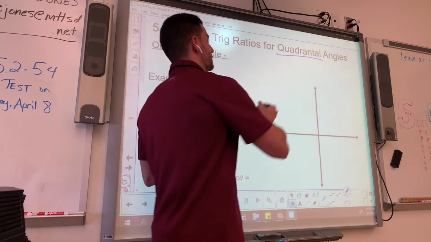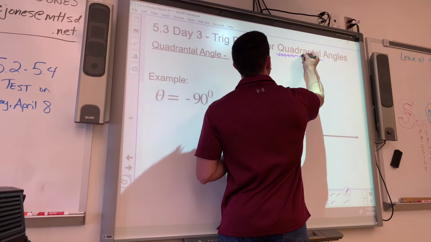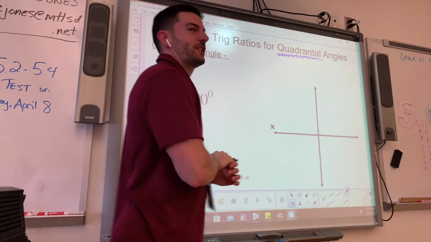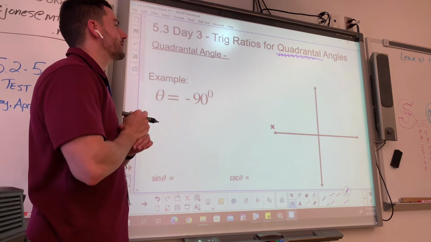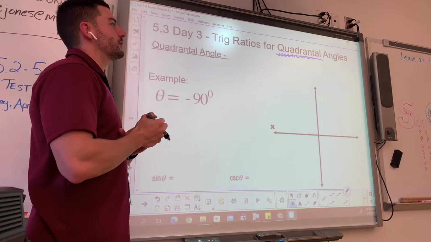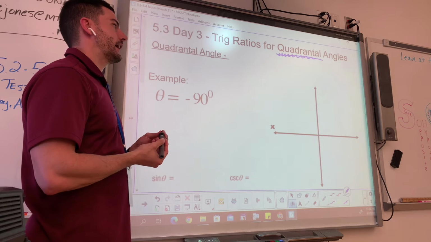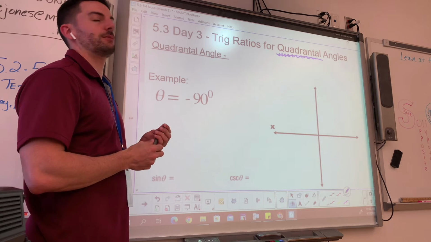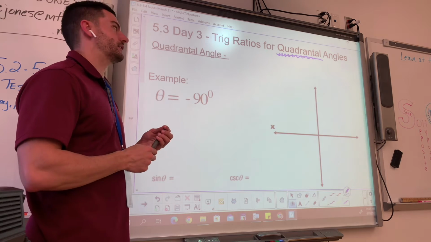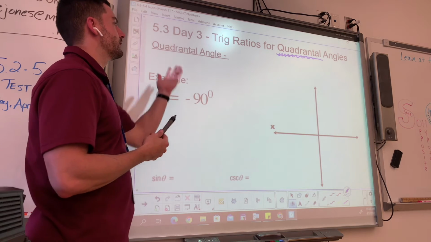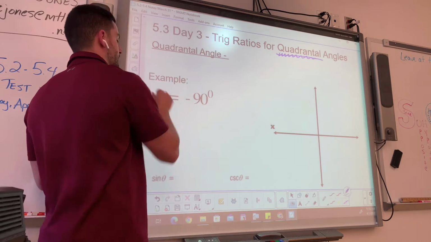Quadrantal. The key word there being quadrant. Okay, quadrant. So quadrantal angle, new word. These are almost like special cases that are not going to work out as well as some of the other ones did. And our process here is going to be slightly different too. So we have what is a quadrantal angle, and then we'll do just these two problems.